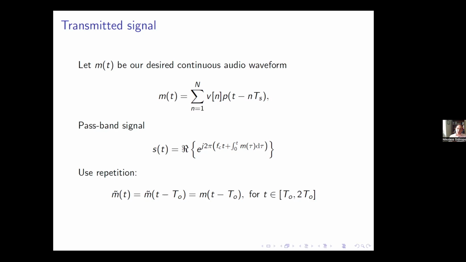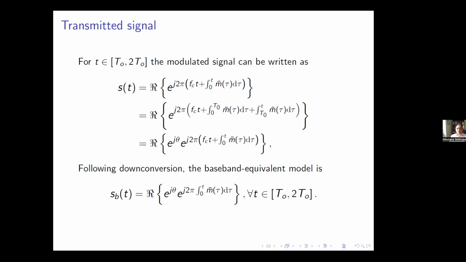So what we do is we repeat the samples and we create the repeated waveform, and we use that to modulate. So m tilde is my speech signal, or my student's speech signal, as you will hear, that is sampled, repeated, and reconstituted in an analog waveform. Now, because of this repetition, segments of which are repeated, not the entire thing.